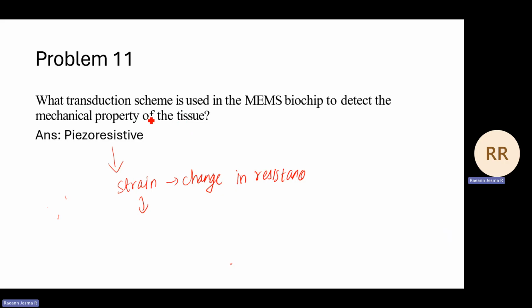What kind of transduction scheme are we using? We are using a piezoresistive transduction scheme. What we will do is use the indenter to apply some force on the tissue. Depending on the elasticity of the tissue, it will give some amount of feedback force. With that force, we can deform. Let's say we are having some sort of micro pillars on a diaphragm like structure.